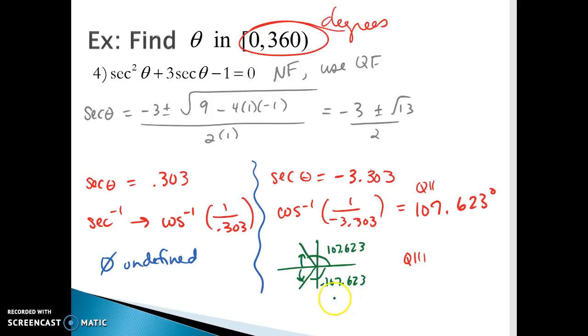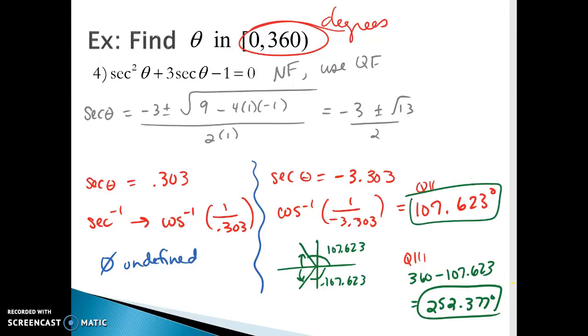So if we take negative 107.623 degrees and add 360 to it, that'll give us our angle in quadrant 3. You can also think of it like 360 minus that angle. And this gives me the answer of 252.377 degrees.